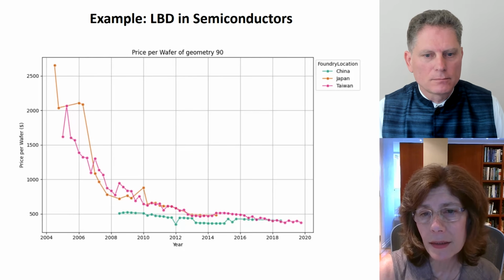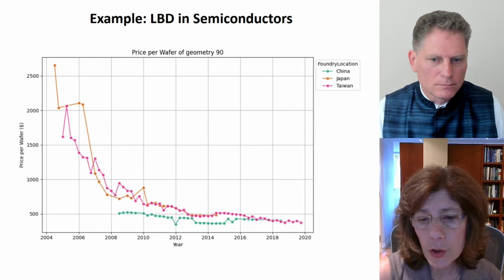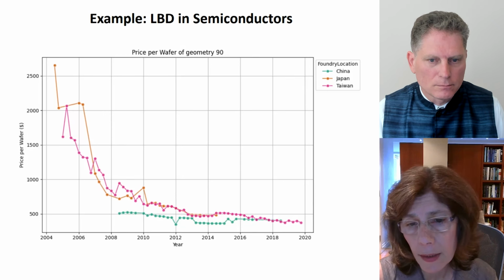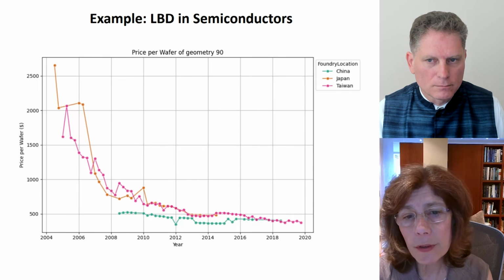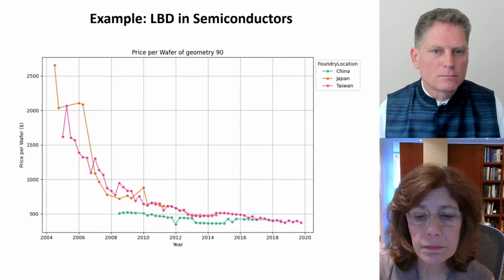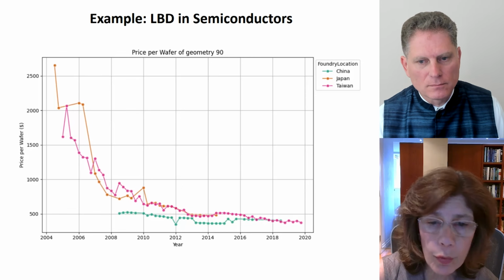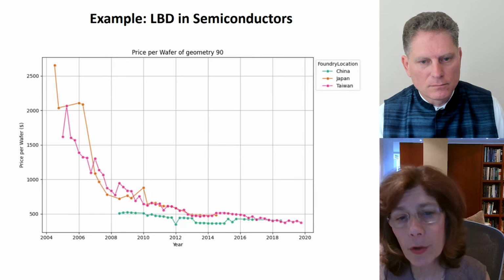These are 90 nanometer chips. The leaders in that technology were Taiwan and Japan, the orange and pink lines in the graph. You can see they start producing in 2005. Until 2008, 2009, the price goes very rapidly down, which is suggestive of rapid learning by doing.